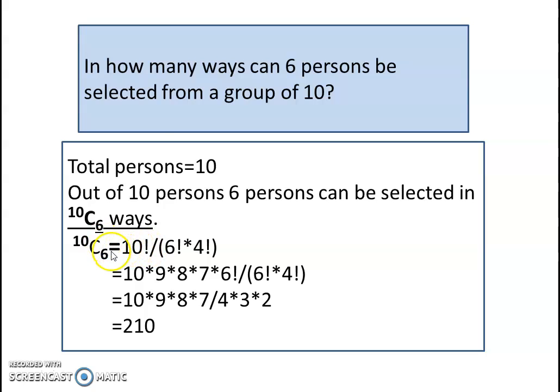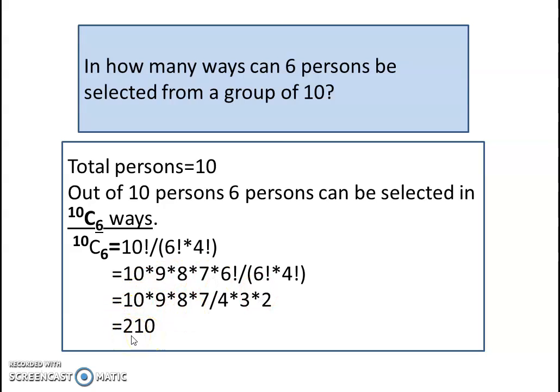The value of 10C6 will be 10 factorial divided by 6 factorial into 10 minus 6, which is 4 factorial. 10 factorial can be written as 10 into 9 into 8 into 7 into 6 factorial, divided by 6 factorial into 4 factorial. 6 factorial will be cut and the answer will be 10 into 9 into 8 into 7 divided by 4 into 3 into 2. Here 4 into 3 into 2 is the factorial of 4. After solving this, you will get 210.